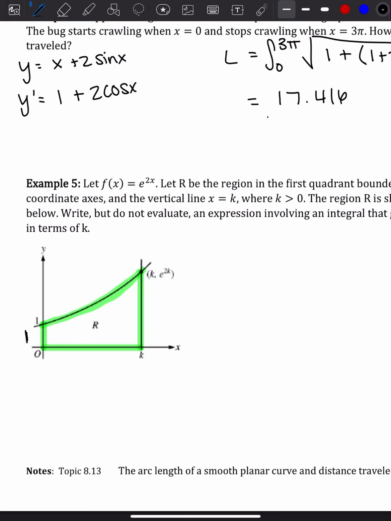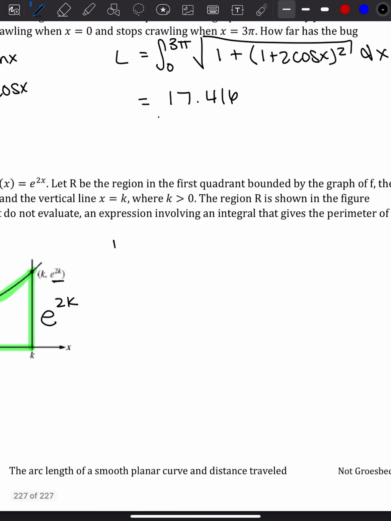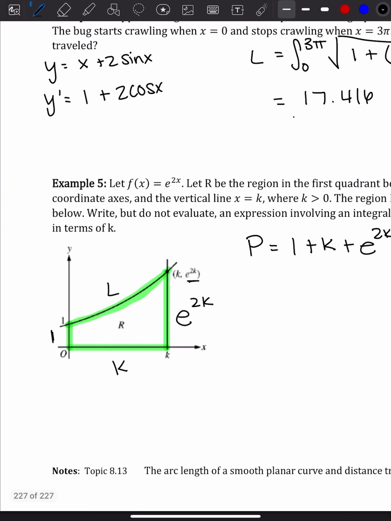We have k up to this point. Well, that is that y value. So we know that this is e to the 2k. And the distance between 0 and this x value k is going to be whatever k is. What we need to know is this distance right here. And this distance is found by our arc length. So we have our perimeter is equal to 1 plus k plus e to the 2k plus whatever L is. So what we want to do is find what that expression for L would be.